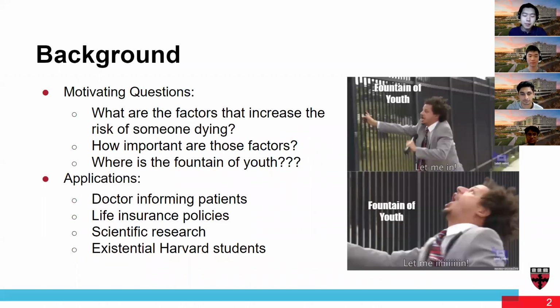So a little bit of background about what we want to do. We were obviously motivated by the mortality data. So we were focused on what factors increase the risk of someone dying and how important those factors are. And also, we wanted to build a few models that would be able to predict your longevity.